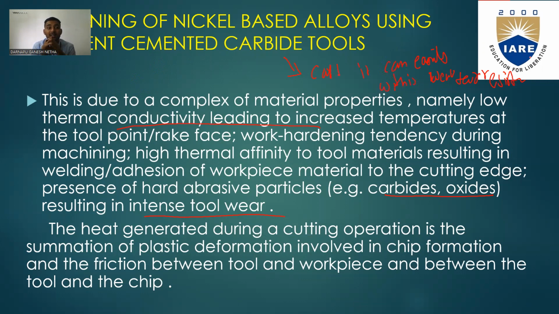And also high speed steels, HSS, these three are the most commonly used tools. Among these three, cemented carbide tools are used more because they consist of carbides and oxides. That is the reason they can easily withstand wear and tear. In general, due to the cutting operation there is systematic plastic deformation.